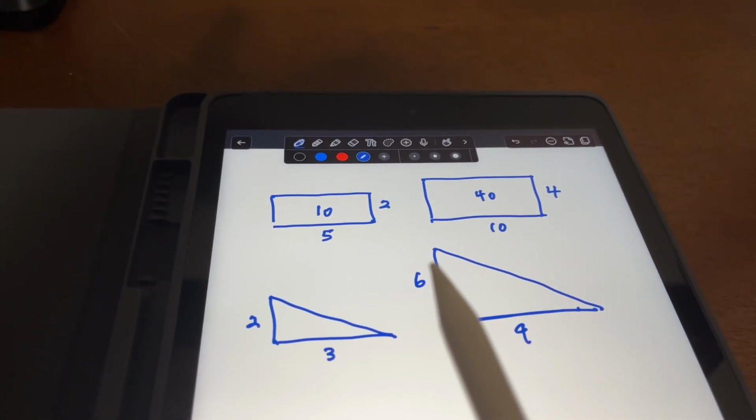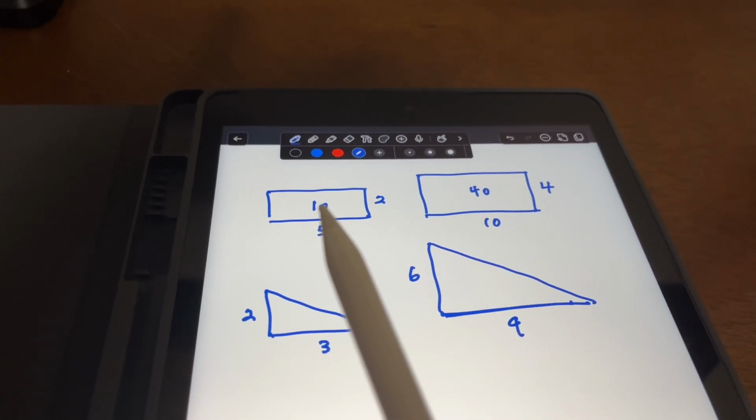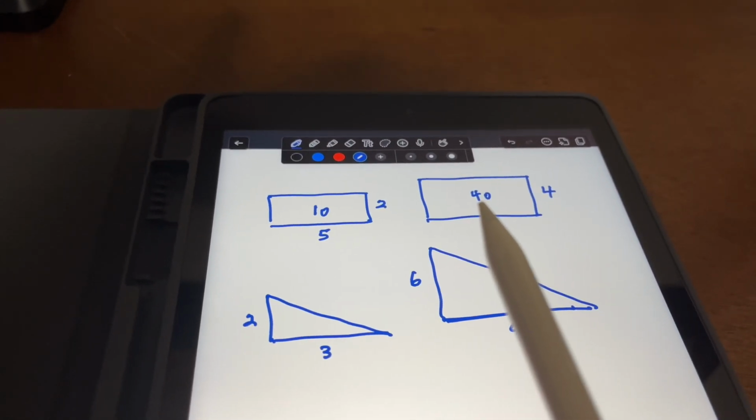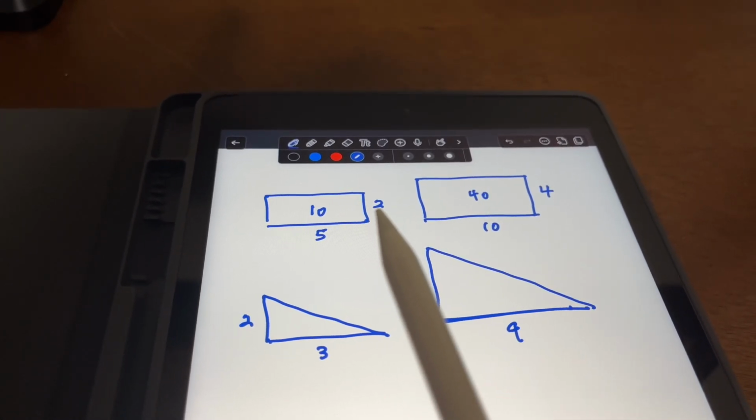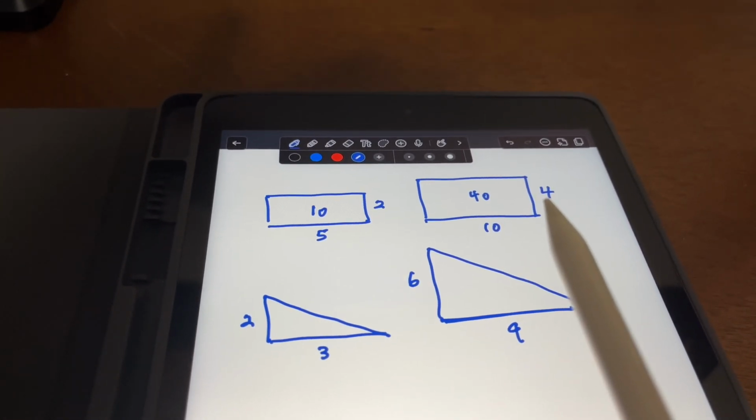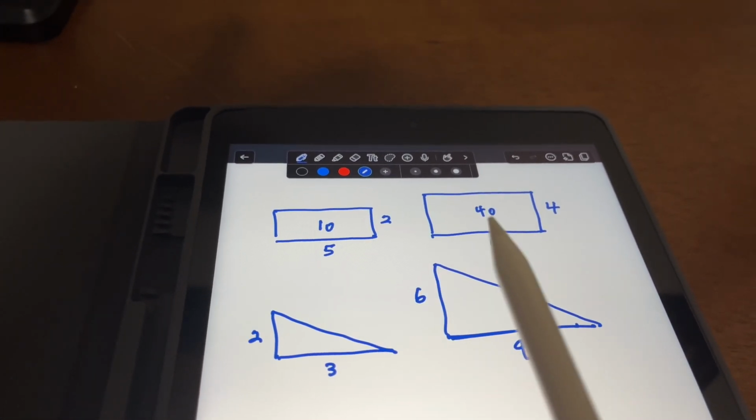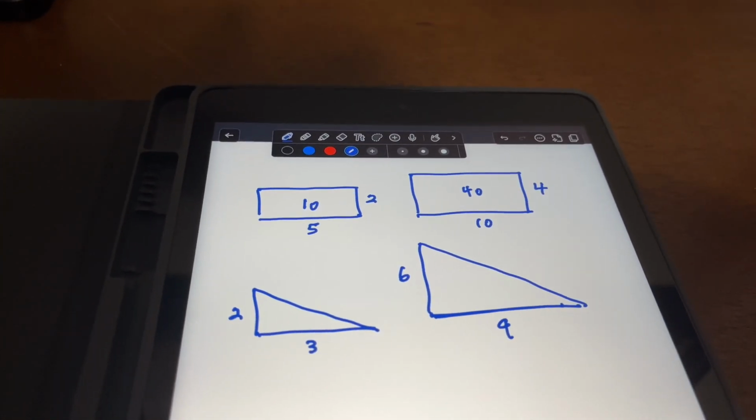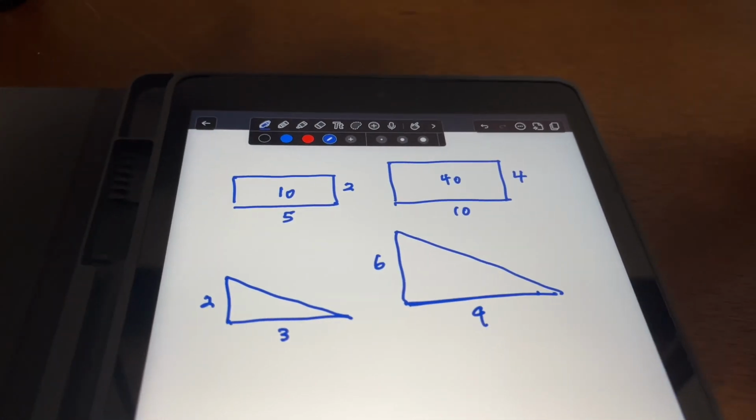Now let's compare the areas. The area on this one was 10 and the area of this one was 40. So notice that even though this increased by a factor of 2 and this increased by a factor of 2, the area ended up increasing by a factor of 4.